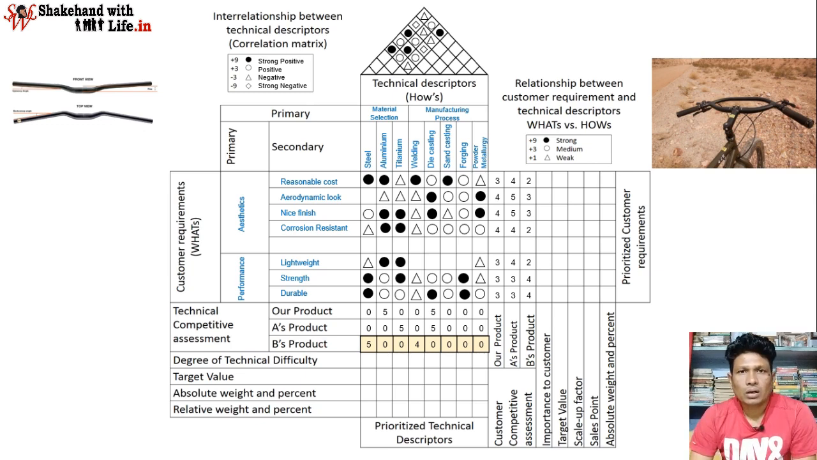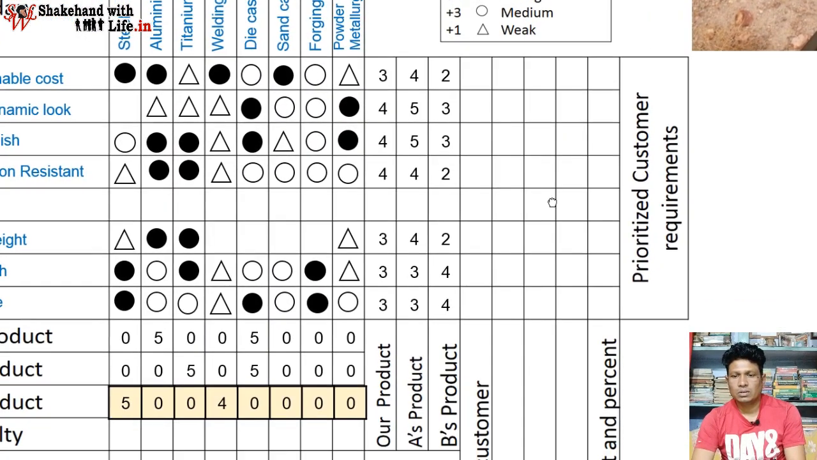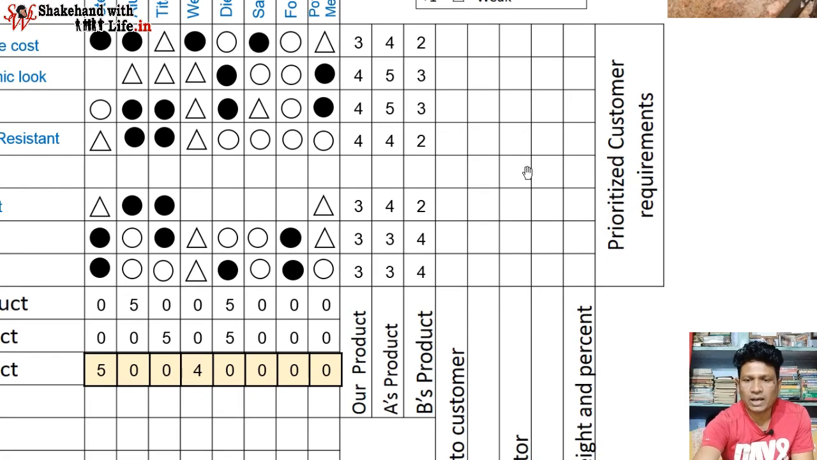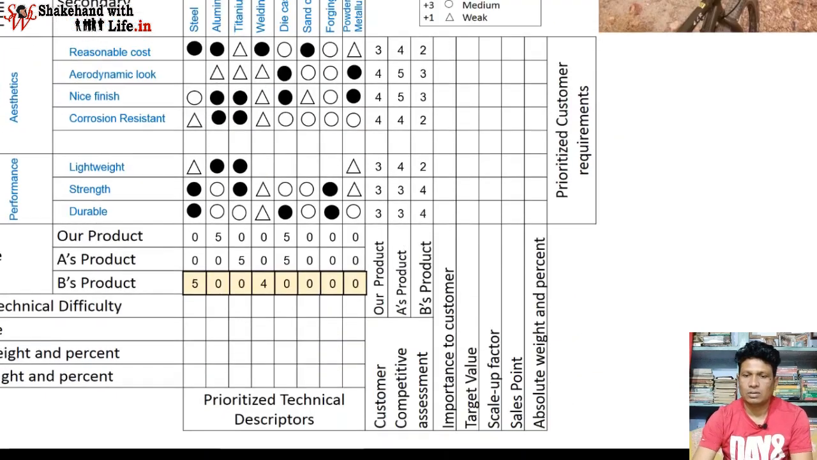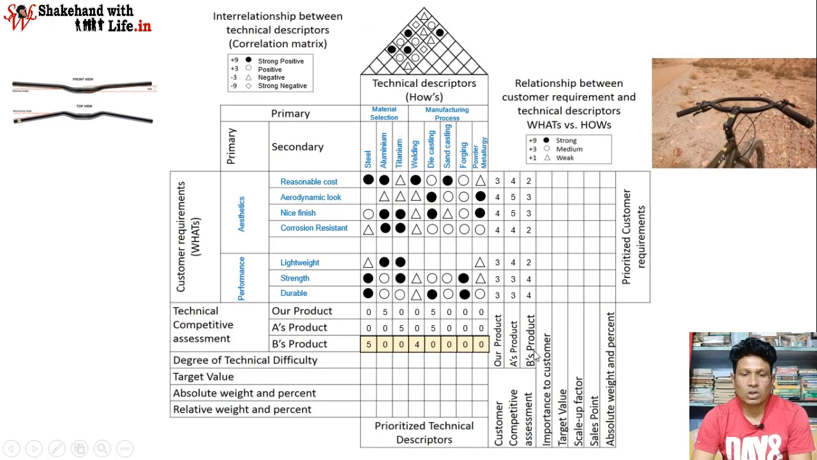Okay, now we come back to the prioritized customer requirements in the backyard of the house, the next section. In this section we study how to develop the prioritized customer requirements. We have items in this section: importance to customer, target value, scale of factor, sales point, and absolute weight, to prioritize the customer requirements. So starting with importance to customer.